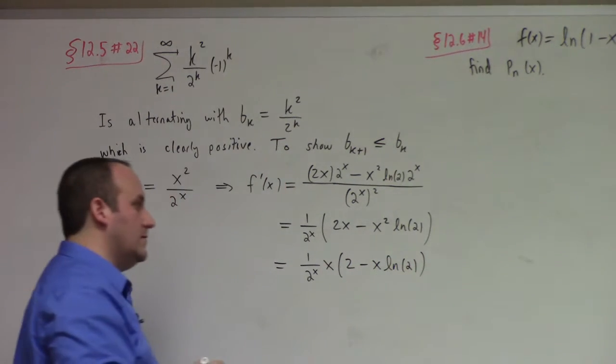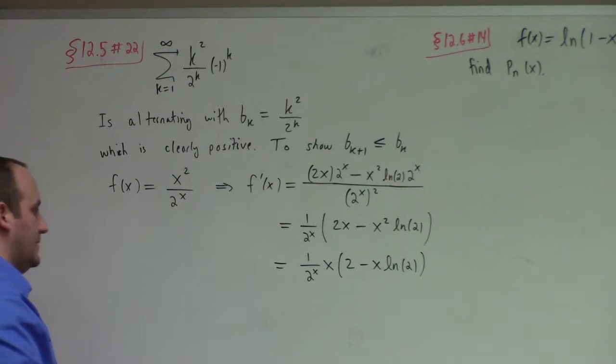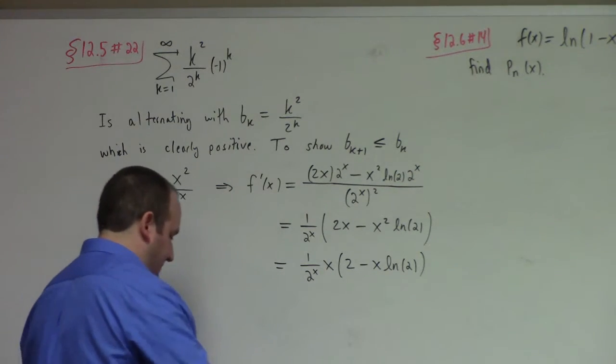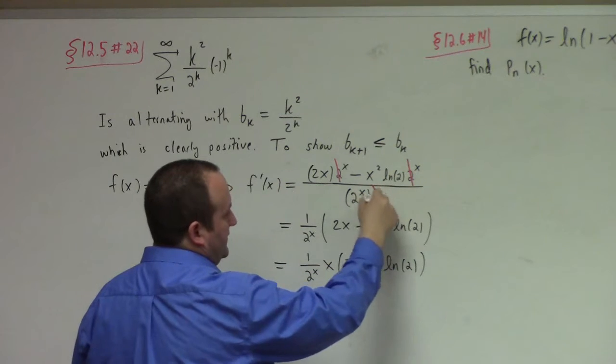Maybe 1 over 4x instead of 2x? Or, oh, you just cancel out all the 2x's. Correct, it's the 2x. So we made this reduction. This and this cancels with that, basically.